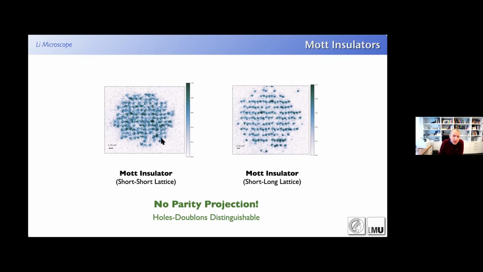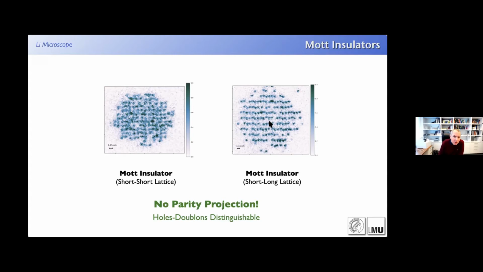Okay, so for that we actually prepared in the first experiments a 2D system, but where the spacing in the y direction was twice as large as in the x direction. So the spacing in this direction is twice as large as in this direction. You can directly see that. And these intermediate lattice sites were not occupied, or they were held at a higher potential.